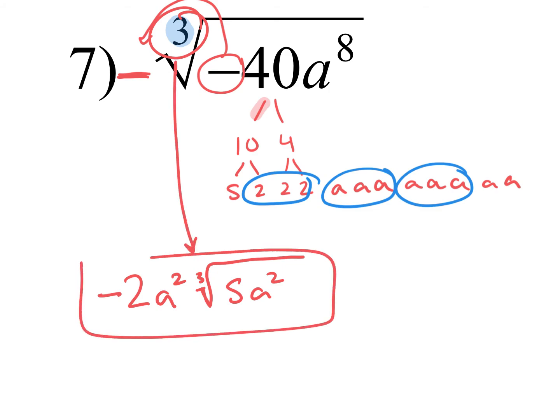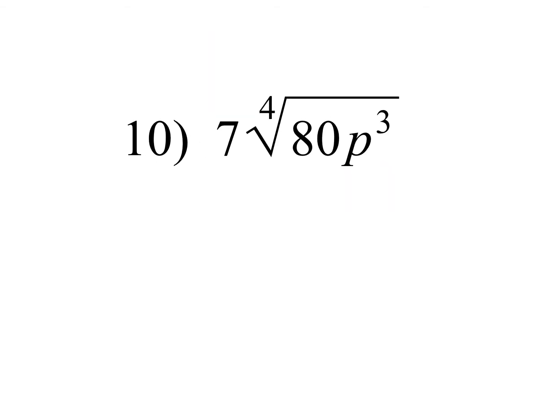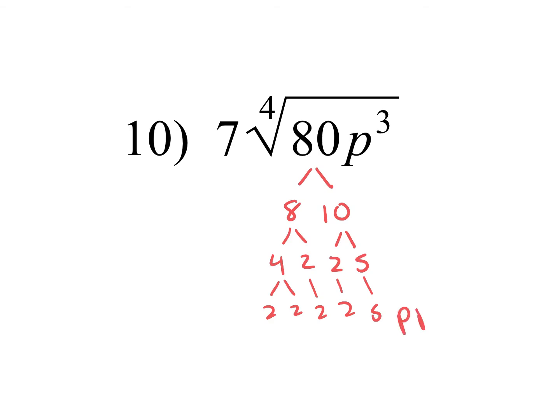I would do number 10. Okay, let's take a look at number 10. What should I do first? Break down the 80. So what are 2 factors of 80? 10 and 8. And 2 factors of 8? 4 and 2. 2 factors of 10? 5 and 2. So 2, 2, 2, 2, 5. And I have 3 p's.